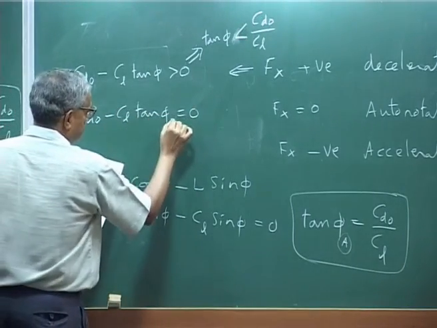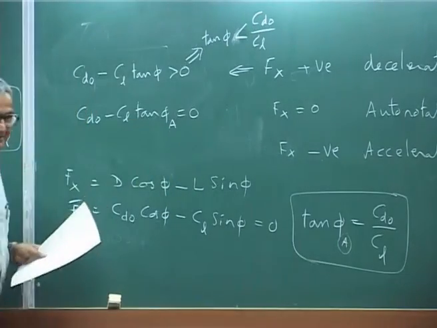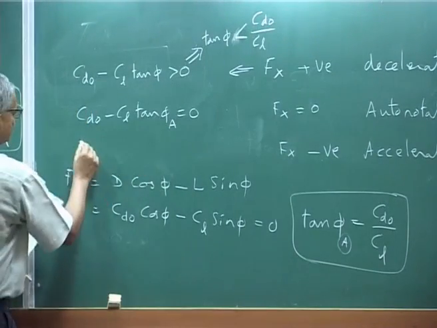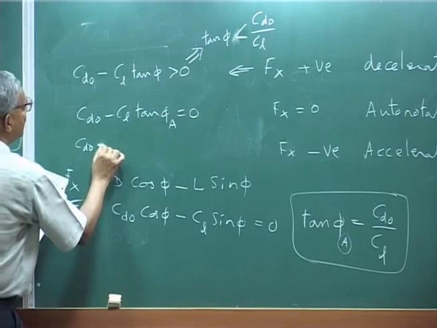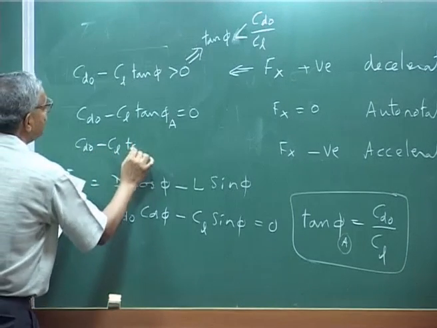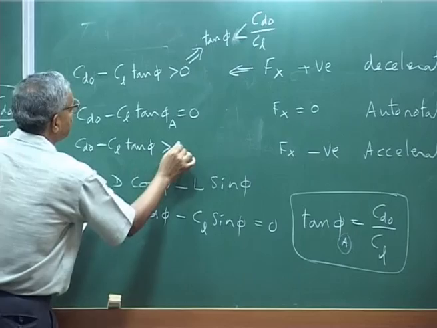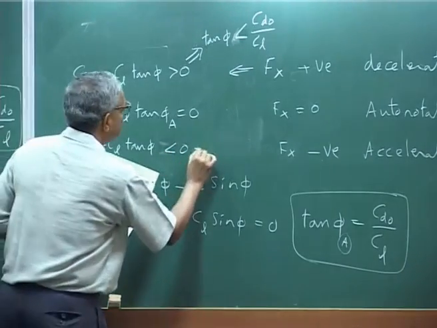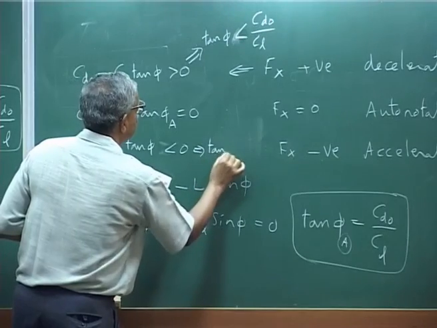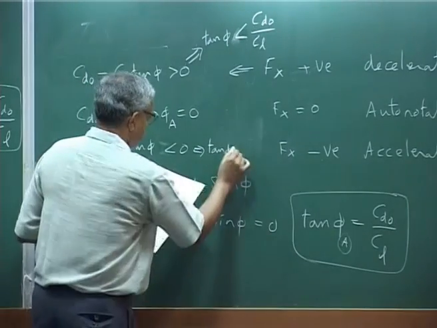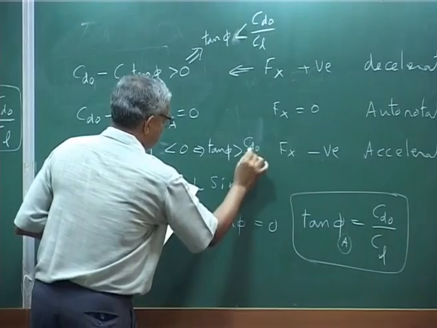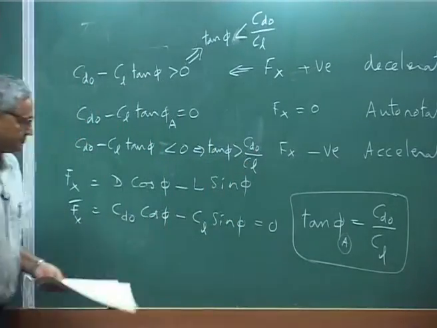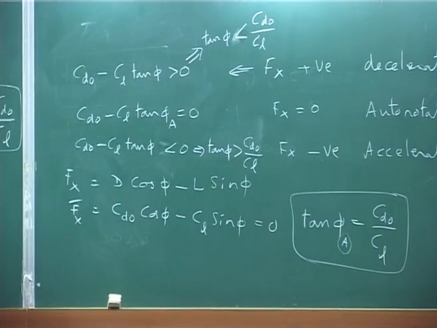This is the phi A, the auto rotation condition, and this is the other condition: CD naught minus CL tan phi is less than 0. In other words, this implies tan phi is greater than CD naught over CL.